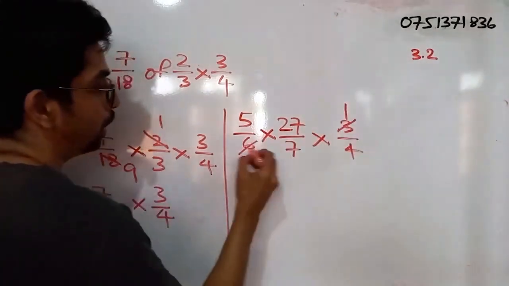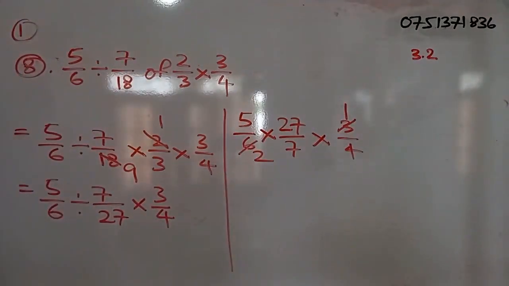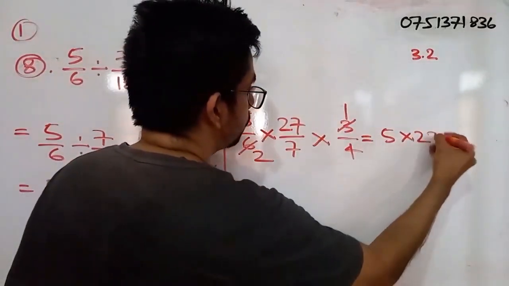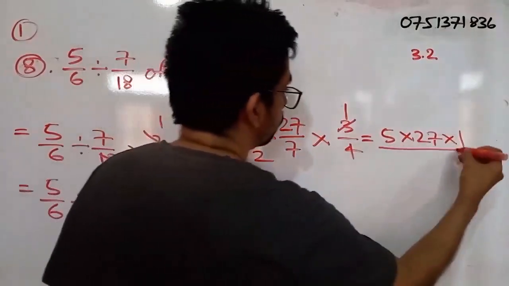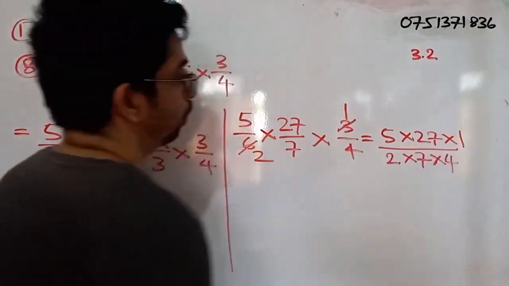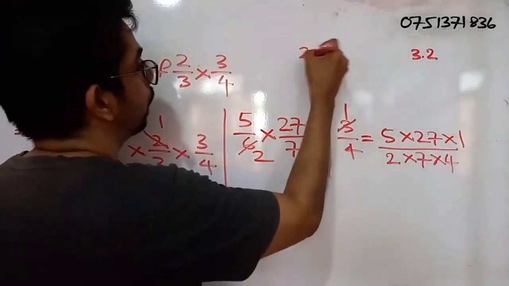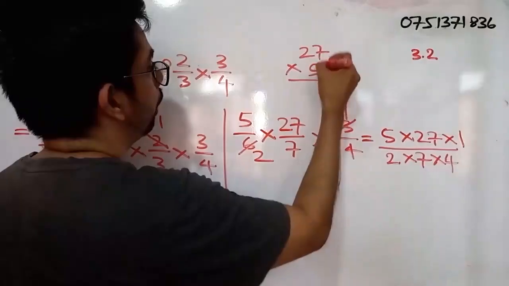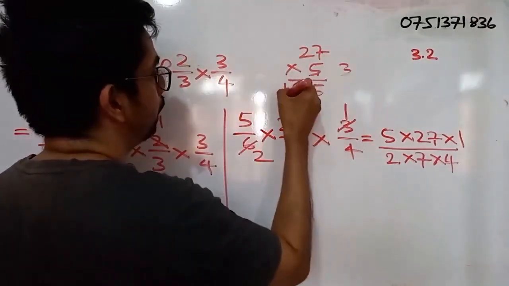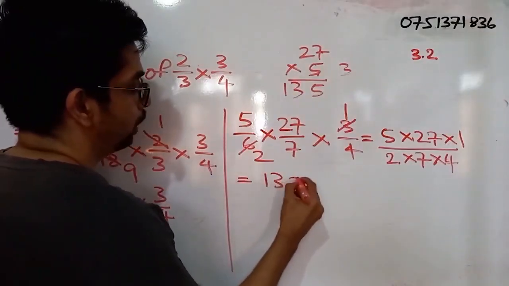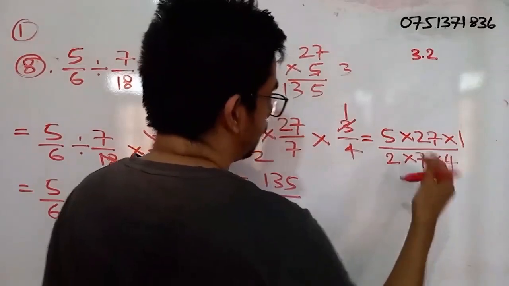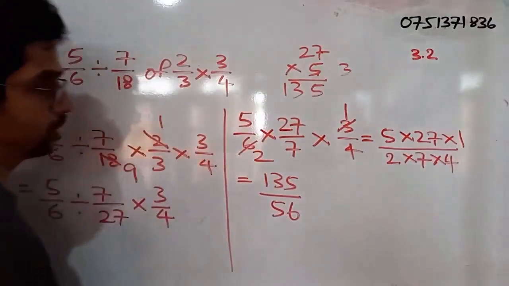So 3 times 1 and 3 times 2. Okay. So when we do the simplification here, we get what? 5 into 27 into 1. So that is the top half. And in the bottom we have 2 into 7 into 4. Okay. So 27 into 5. 5 times 7, that is 35. So there's a 3. 5 times 2, that is 10. Add the 3, it becomes what? 135. Divide by 2 times 4, that is 8. 8 times 7, that is 56.